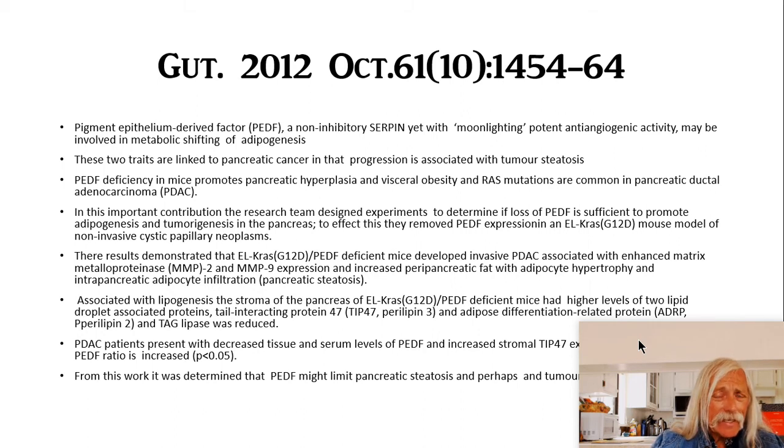So PEDF deficiency here in a mouse model promotes pancreatic hyperplasia, okay, excessive growth, and visceral obesity, further enhancing carbon sources and fatty acids, and RAS mutations, all turned on because of this. They're common in pancreatic ductal adenocarcinoma, and the PEDF deficiency seems to be linked to it as a precursor-product relationship, right? And then an important contribution to the research team, design experiments. Okay, this is an important contribution way back in Gut. That's why I'm telling you about it.